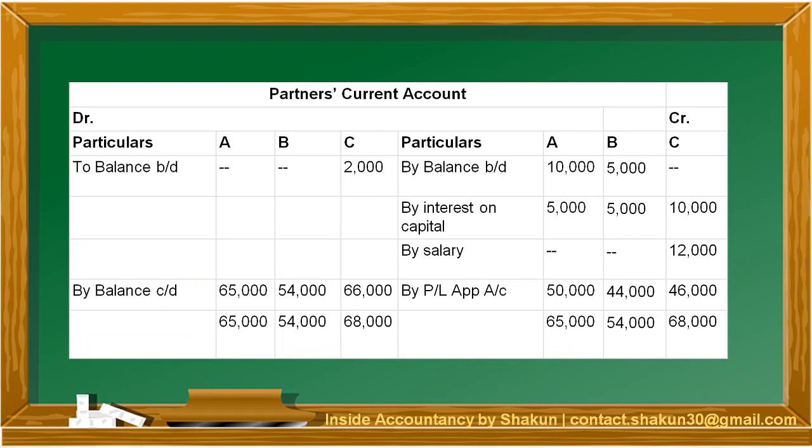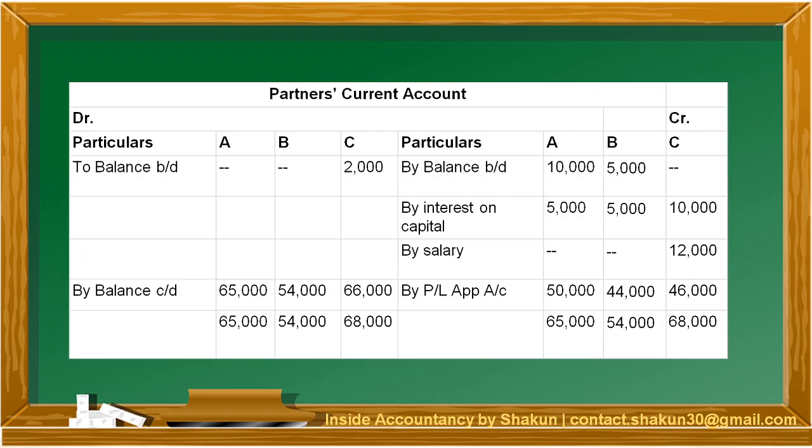If you look at the partner's current account, the current account balances given to you in the question were for A and B 10,000 and 5,000, which I've mentioned on the credit side. For C, it was mentioned that it was a debit balance. Therefore, the balance I have shown on the debit side. Interest on capital and salary are shown on the credit side since they increase the partner's current account. The profit balancing figure, which was distributed between A, B and C, is also shown on the credit side. And finally, the current accounts are balanced to have a balancing figure on the debit side, that is 65,000, 54,000 and 66,000.